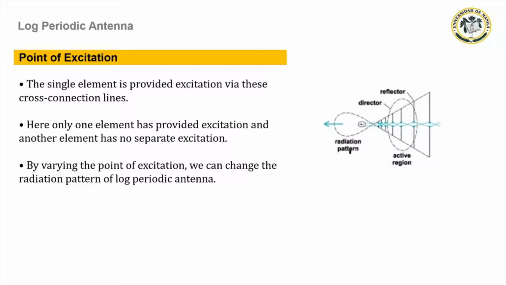The point of excitation: a single element is provided excitation via these cross-connection lines. Here, only one element is provided excitation and the other elements have no separate excitation. By varying the point of excitation, we can change the radiation pattern of the log periodic antenna.